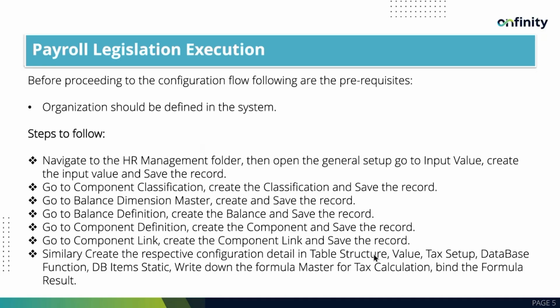If payroll rules depend on slabs or ranges, we must use table structure and table values. Examples of these ranges include income tax slabs, PF limits, ESI salary ceilings, and professional tax slabs. We first create the table structure, then we fill in the table values.